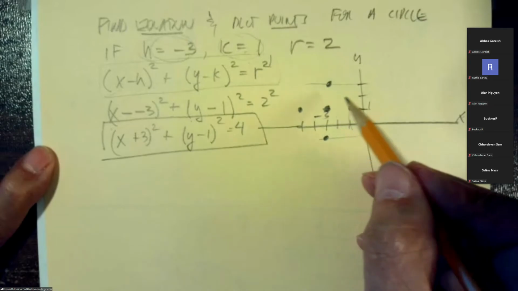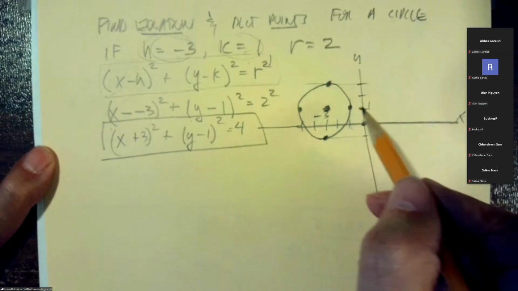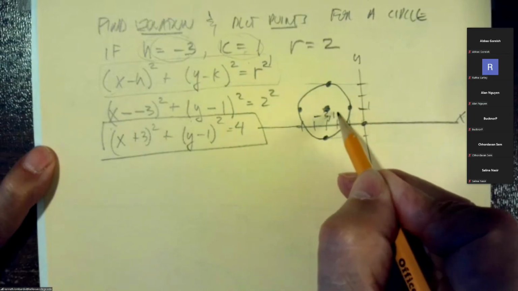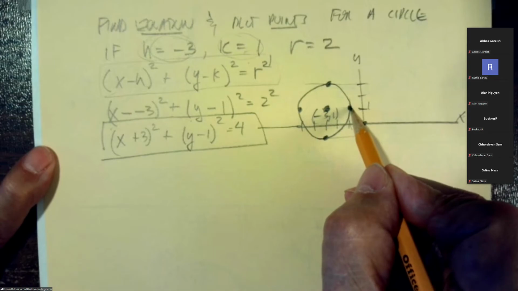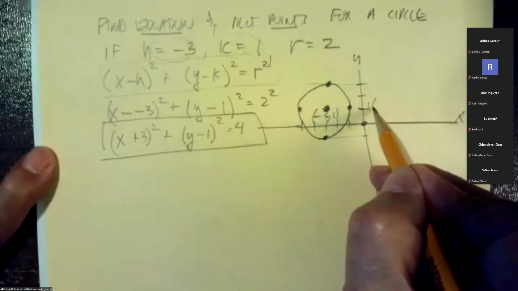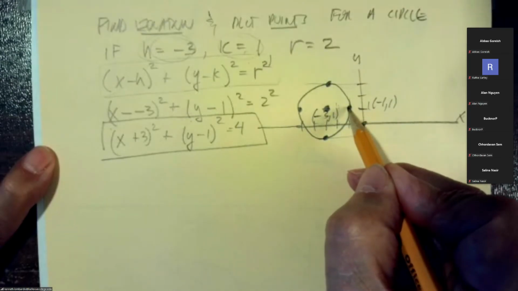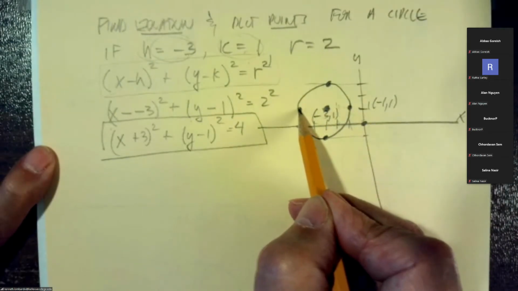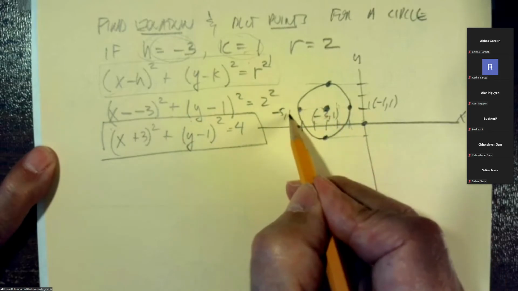Now if I'm looking at connecting those points and telling you what those points are, well, let's see. This is -3 and 1. That's that point. If we go over to here, we're not at -3 anymore. We've added 2 to it. So now we're at -1, and we're at the same y value, so that'd be 1. Over here, we were at -3, and we subtracted 2 because the radius is 2. So now we're at -5, and we're still at +1.